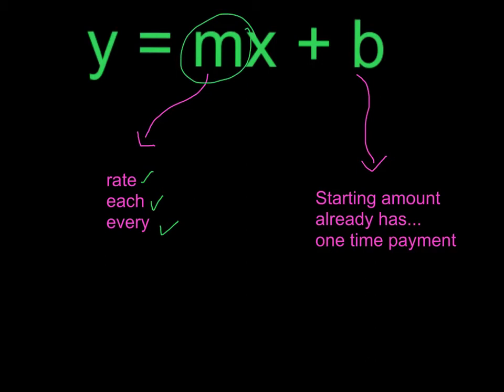And then you want to look for other things like your starting amount or what you already have, or if there's just a one-time payment, versus your slope where you're going to pay maybe something multiple times. Your y-intercept would be a one-time payment. So just some things to look for to help you write your equations.